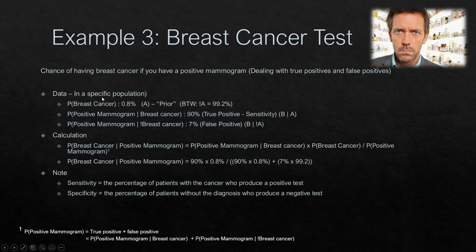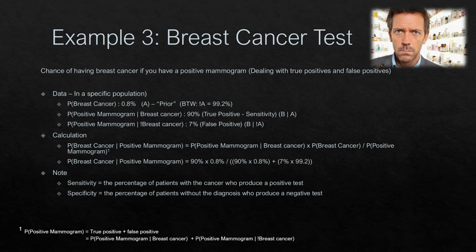So let's have a look at the data that's used for this example. So again, we have a prior. So in our case, we're trying to work out what's the chance of having breast cancer if you have a positive mammogram. And again, this is within a fixed specific population. And for this calculation, I'm going to use percentages rather than decimal input. I just find it easier to follow with the percentages.